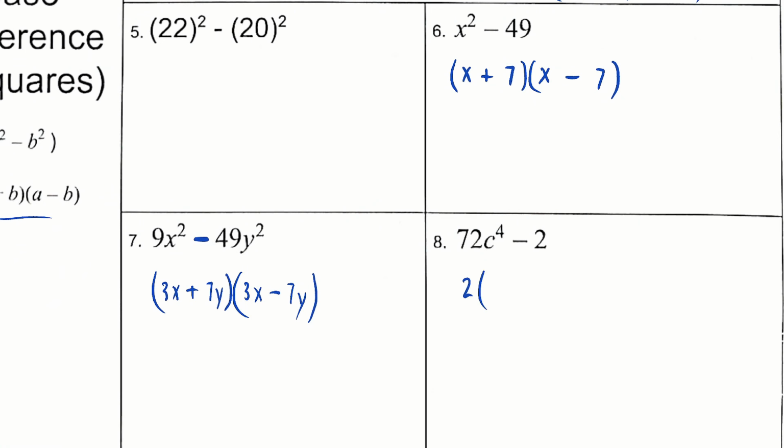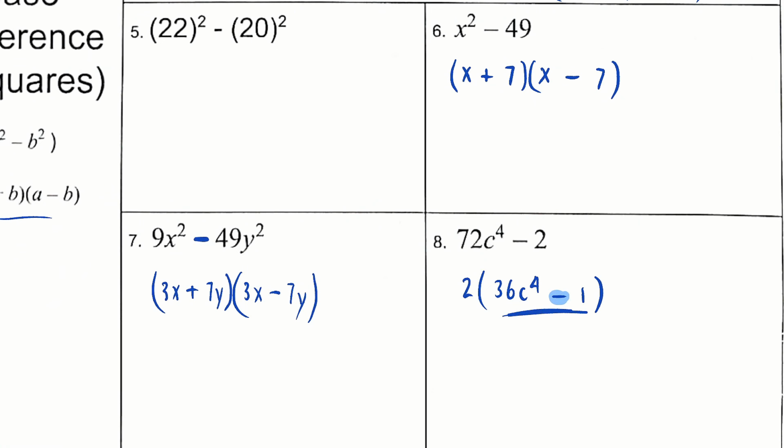72 divided by 2 is 36, so that's 36c to the 4th. Minus 2 divided by 2 is 1. So here's my question that I want you guys to consider. Now, is this difference of squares? Well, definitely difference, right? We got the minus sign here. Definitely difference. What about perfect squares? Well, 1 you know is a perfect square, right? 1 times 1. But what about 36?